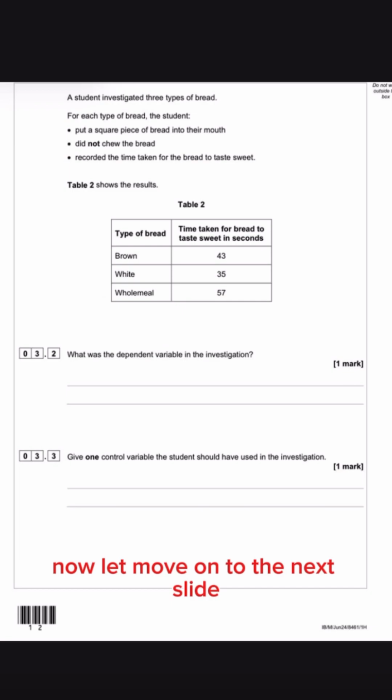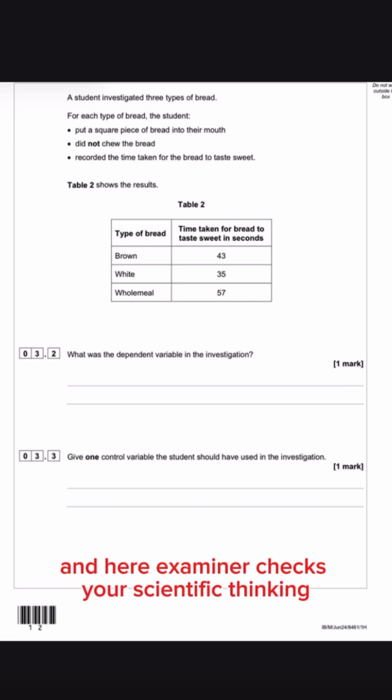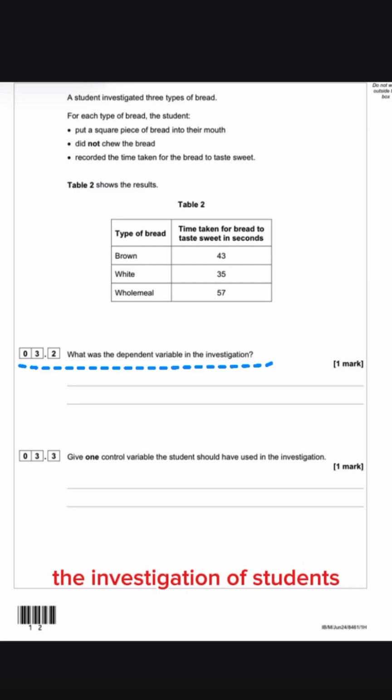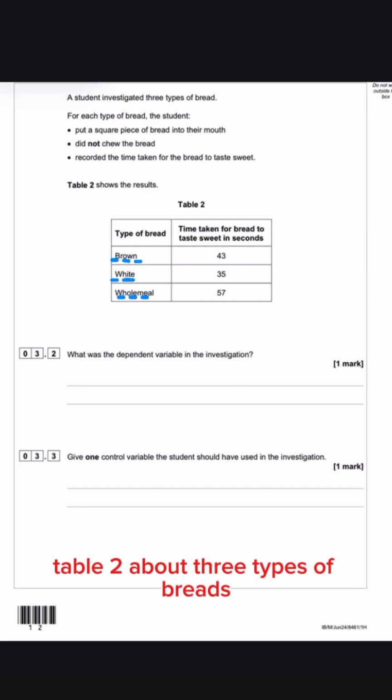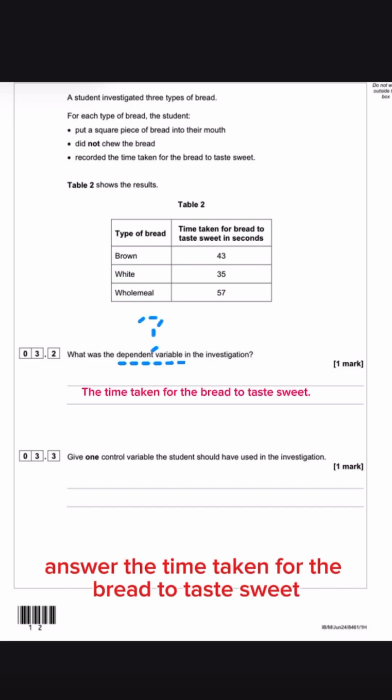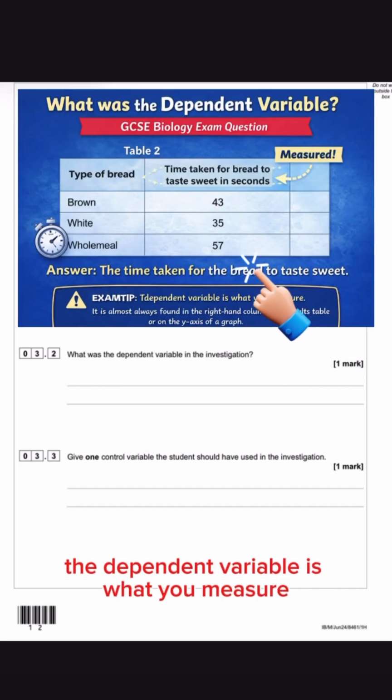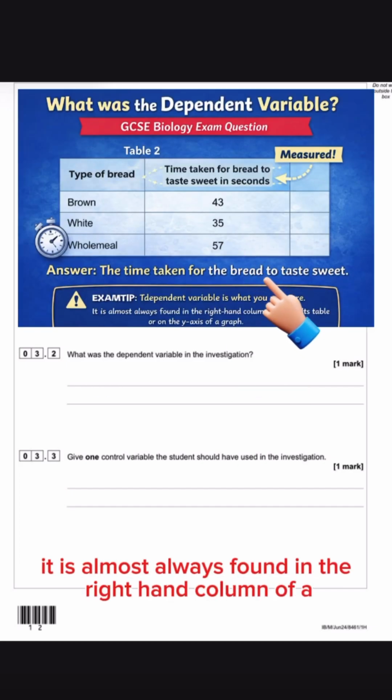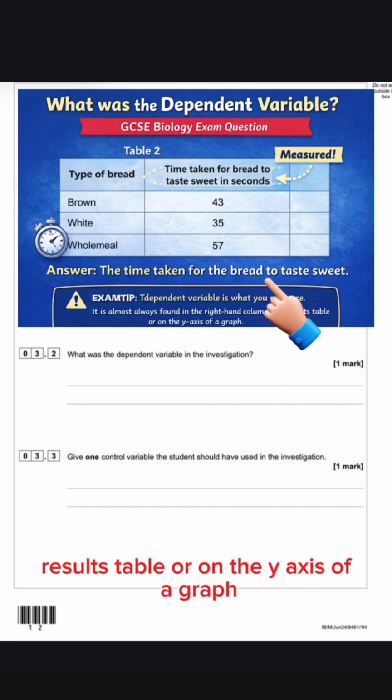Now let's move on to the next slide, and here the examiner checks your scientific thinking and understanding of data analysis. Here in part 3.2 of the question, the investigation by students, table 2, about 3 types of bread, shows the time taken for bread to taste sweet. Here the question is, what was the dependent variable? Answer, the time taken for the bread to taste sweet. Let me give you the exam tip. The dependent variable is what you measure. It is almost always found in the right hand column of a results table or on the y-axis of a graph.